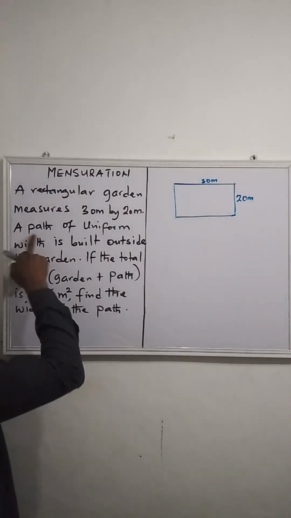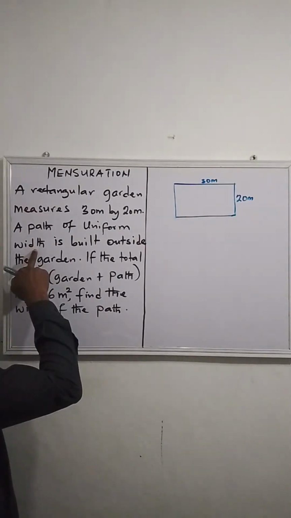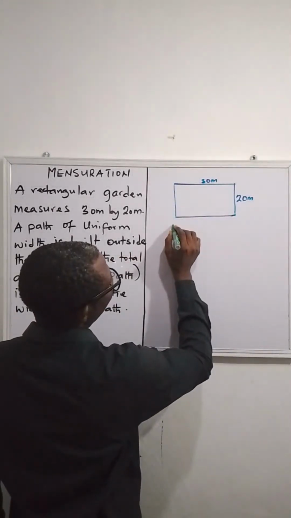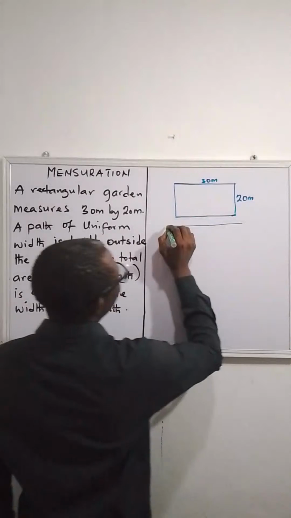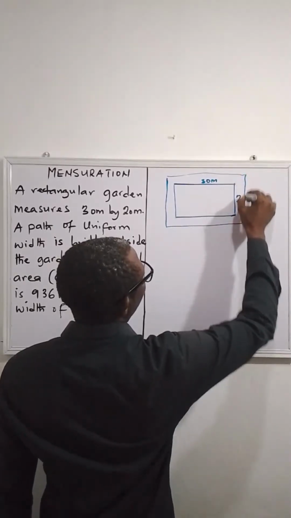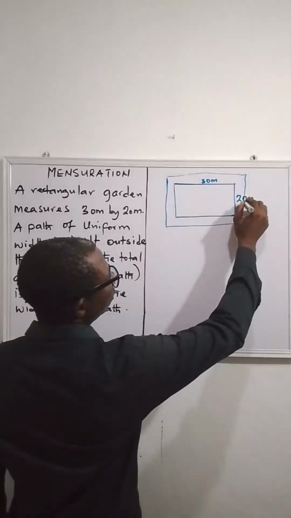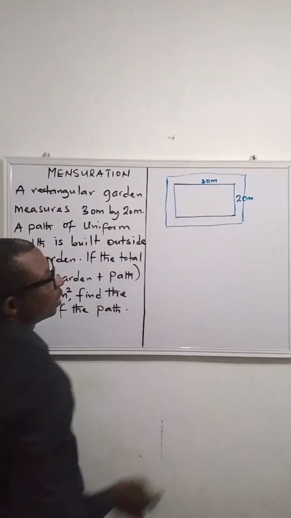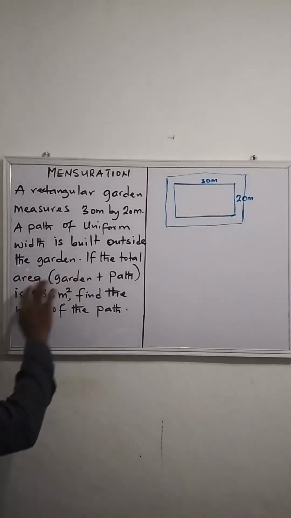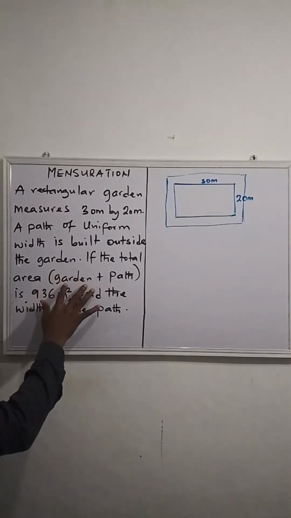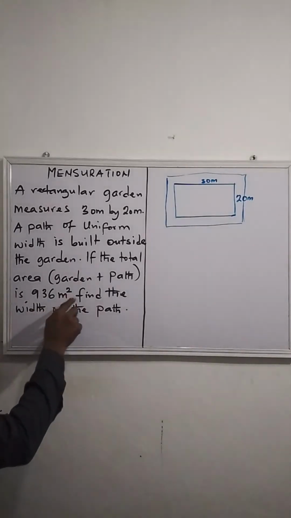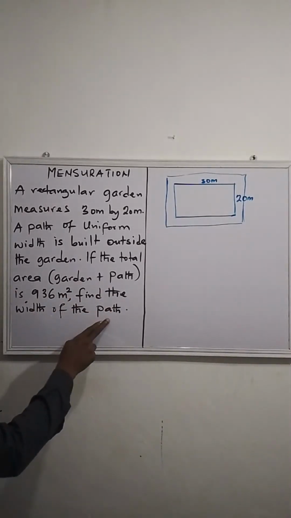Now look at what the question says. The question now goes further that a path of uniform width is built outside the garden. So we have a path of uniform width built outside the garden. So we have it this way. Okay, do you get that now? So this is the path outside this dimension. Okay, so now the question says that if the total area of the garden and the path is 936 meters square. So the question says find the width of the path.